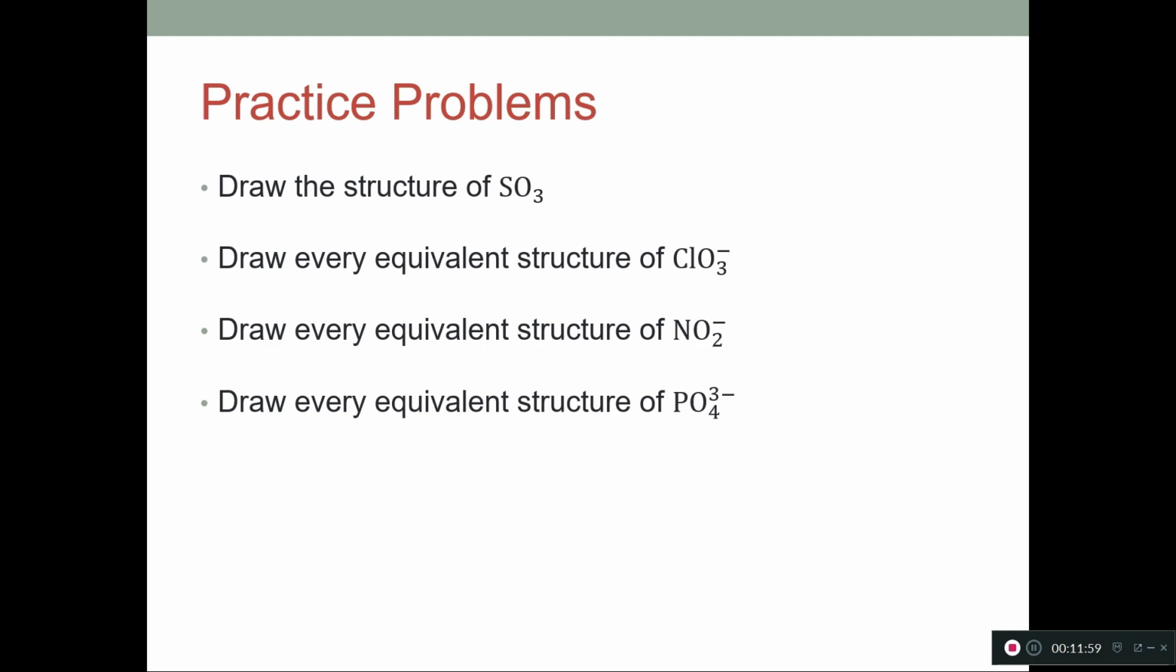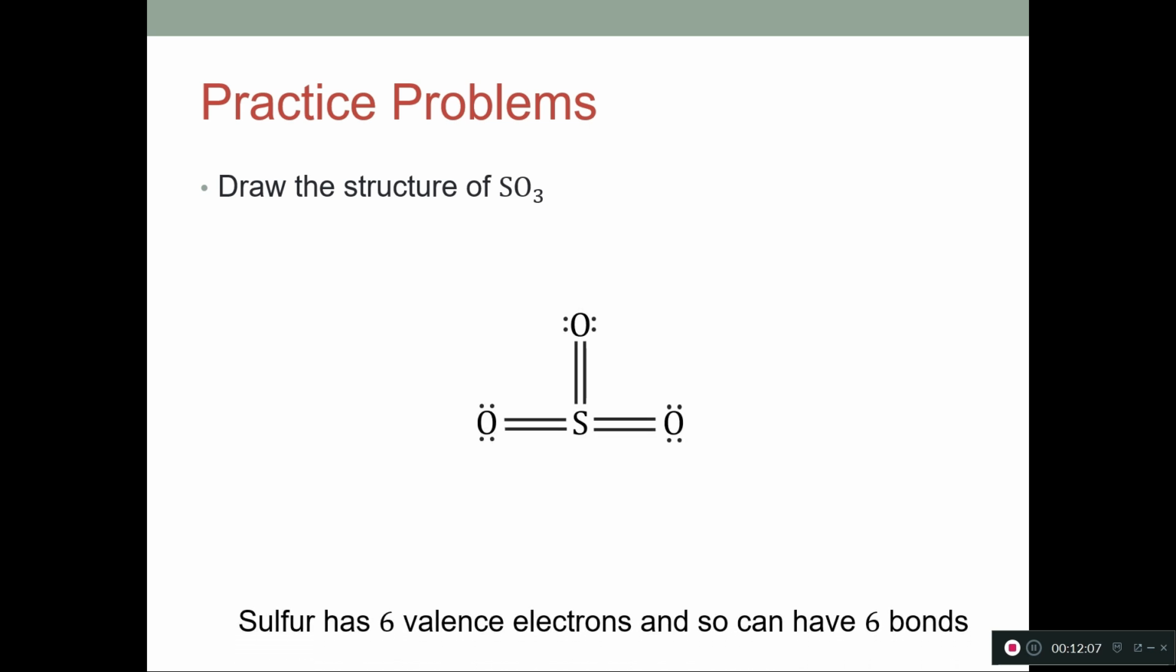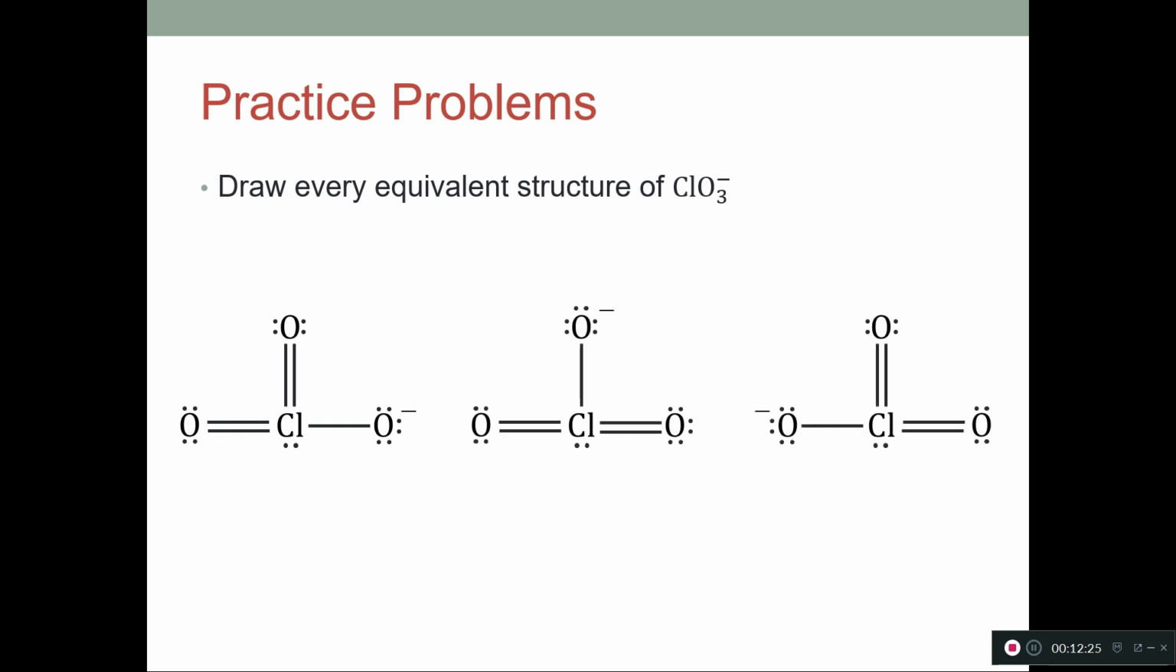So for the first one, we have the sulfur trioxide, and when we draw the Lewis structure for this, we get this structure. And sulfur has 6 valence electrons, so it can have up to 6 bonds. Then we want to do the structure for the chlorate ion. So we can have this structure, or this structure. So again, these are all equivalent.